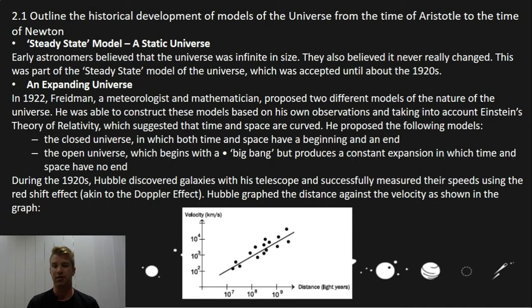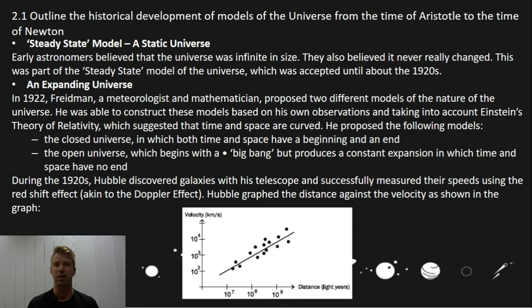Just so you know, this video has 2 slides; this is the first slide. So the steady state model is a static universe model where early astronomers believed that the universe was infinite in size. They also believed that it never really changed. This was part of the steady state model and was accepted up until the 1920s.